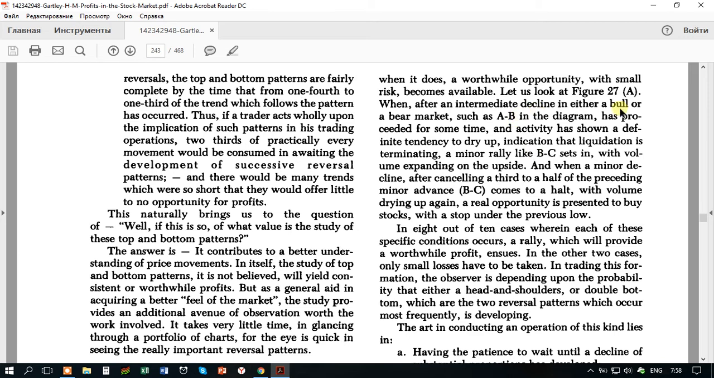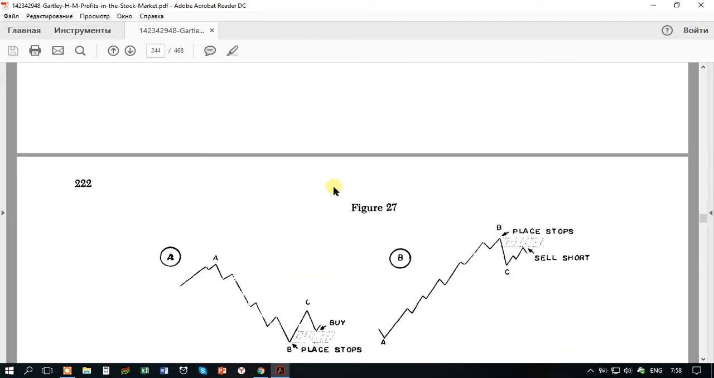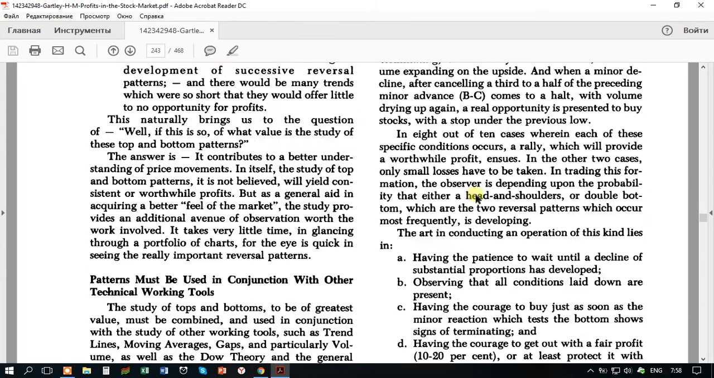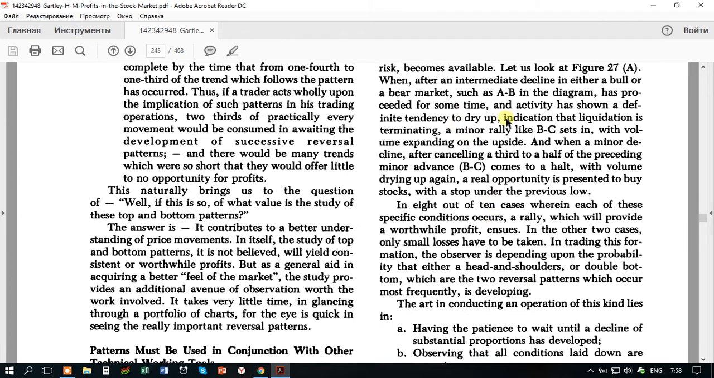Let's go next. Has proceeded for some time and activity has shown definite tendency to dry up. This means that as price moves here, the volume becomes smaller and smaller. Fewer contracts are bought. As we go to point B, the volume becomes lower and lower. This means that activity is drying up. Indication that liquidation is terminating. A minor rally like B to C sets in with volume expanding to the upside.